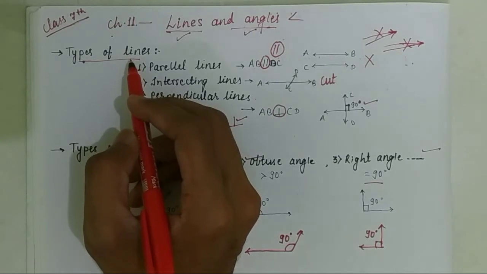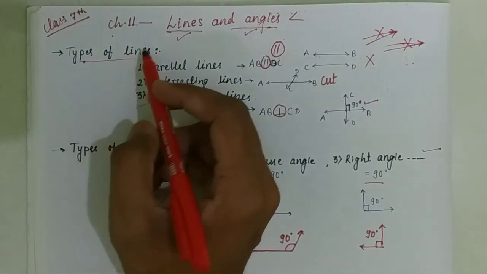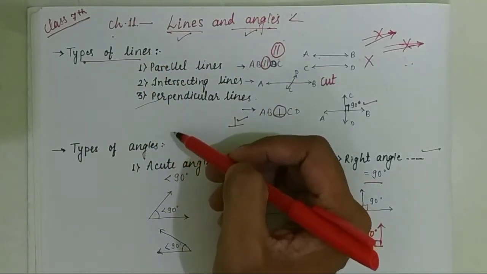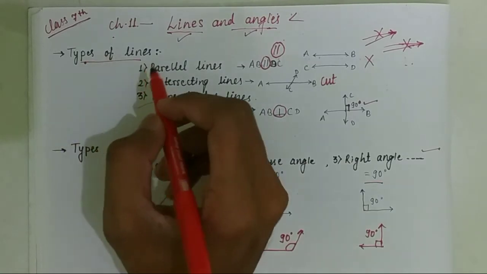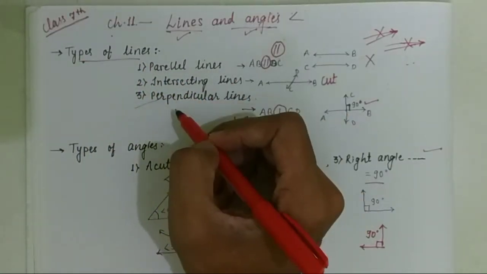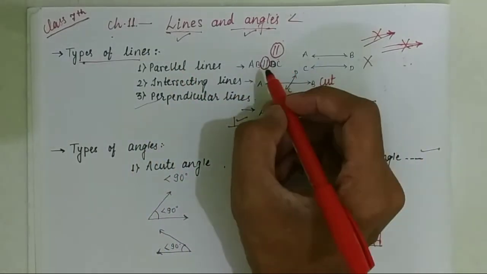Types of lines. First of all, we will quickly review what we have studied in previous classes, like types of lines, types of angles and other things. So first of all, we are going to review these lines. Types of lines: parallel lines, intersecting lines and perpendicular lines. There are three types of lines: parallel, intersecting and perpendicular lines.